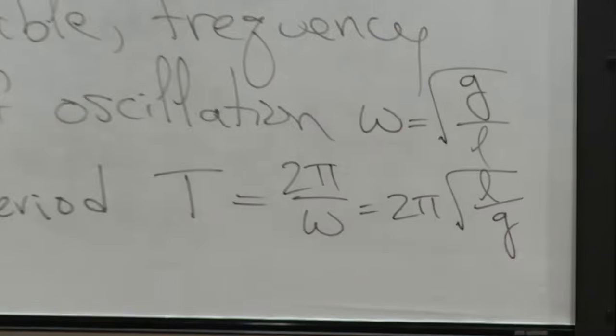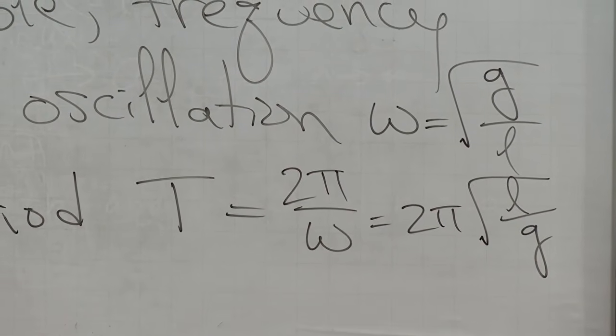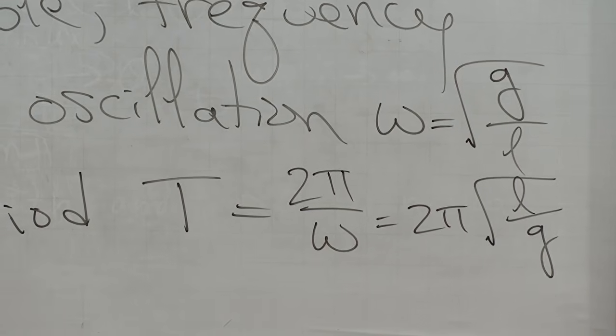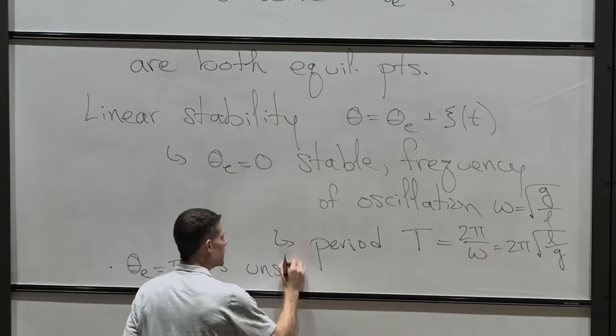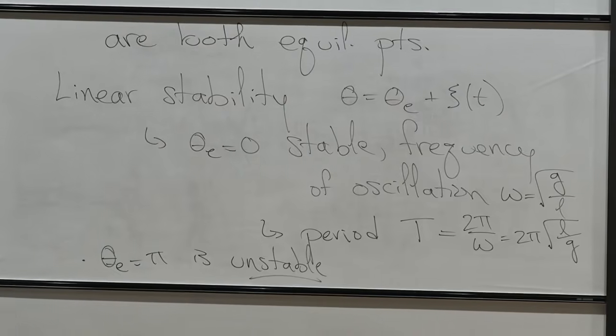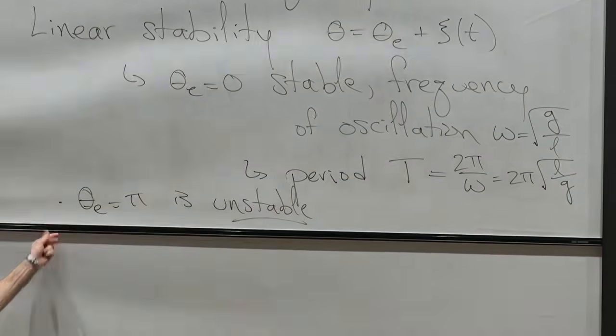Theta equals pi is also an equilibrium, sitting at the very top, and it won't surprise you that that one is unstable. And if you do the calculation, you confirm that. So theta e equals pi is unstable. If I give it a little nudge from sitting right at the top, it doesn't come back, right? Okay.